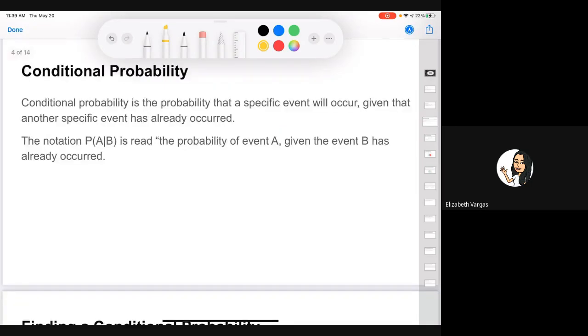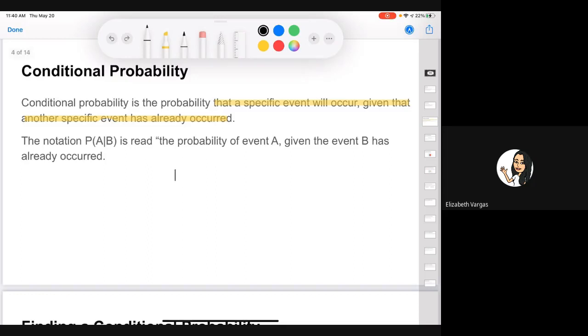What we're going to look at today is how to notate conditional probability. Conditional probability is the probability that a specific event will occur given that another event has already occurred. We notate this by probability of A, and then that symbol, and B. That symbol represents our conditional probability. This is read as the probability of event A occurring given that event B has already occurred.